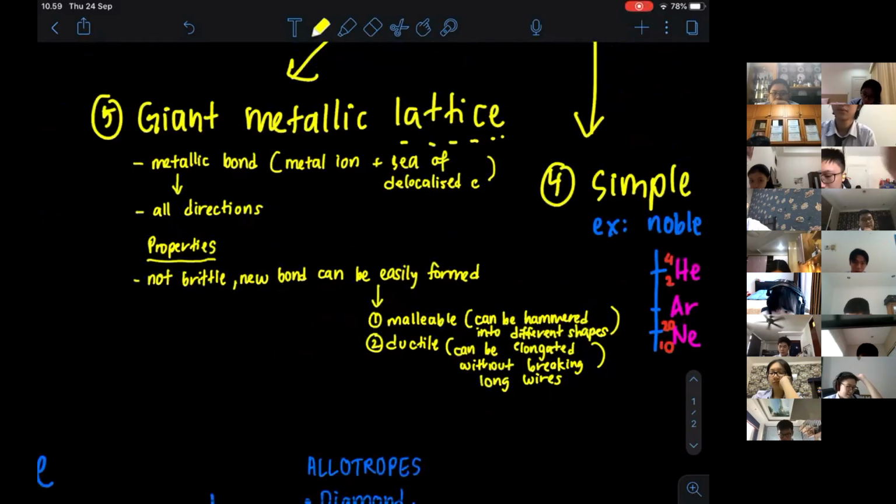So these are some of the properties of this metallic lattice: not brittle, they are hard, they are malleable, they are ductile. What else can you say? Can they conduct electricity and heat well, Giuliano?